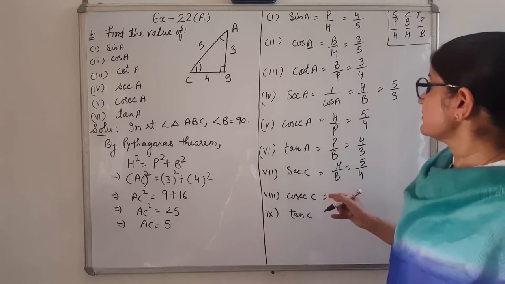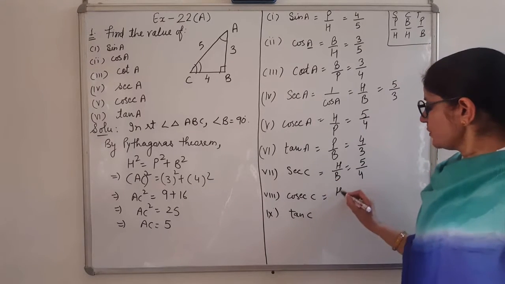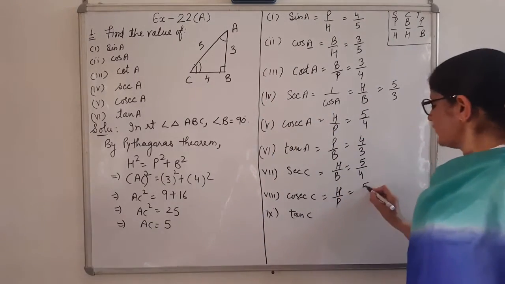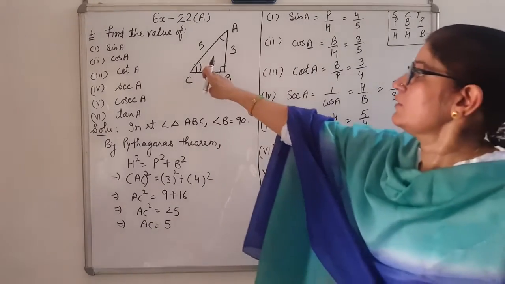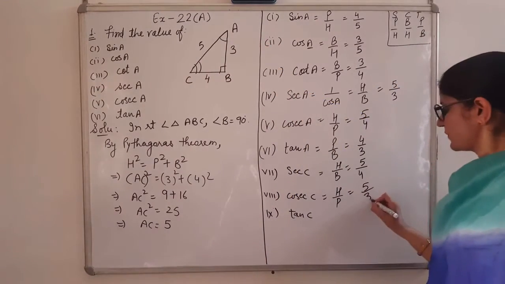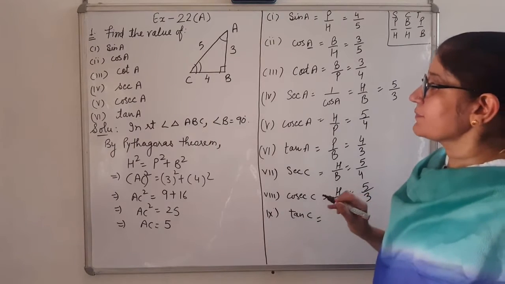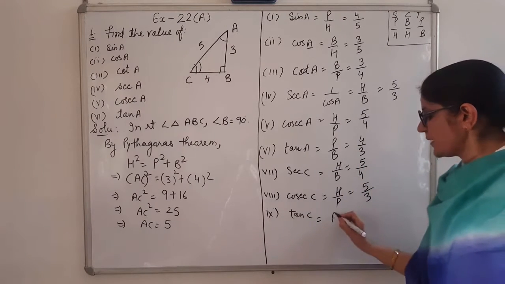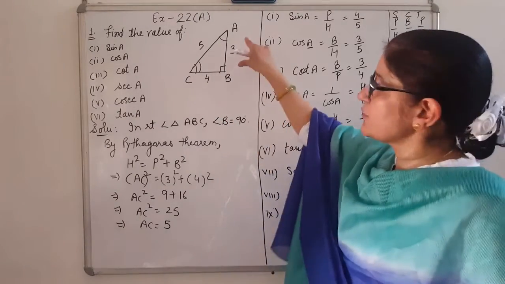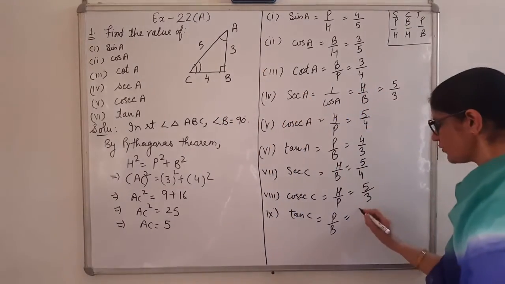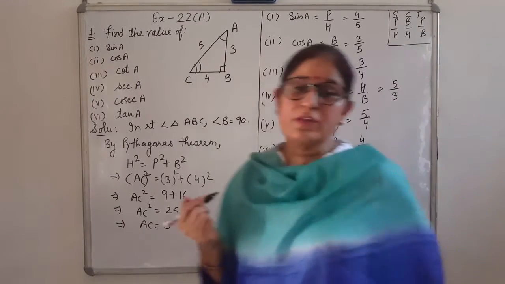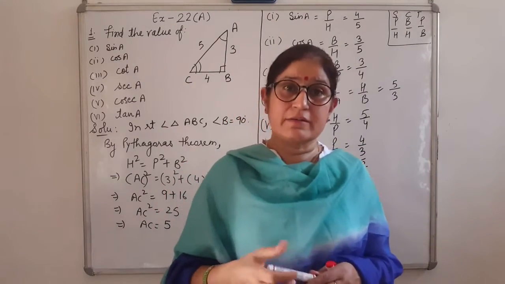Now cosecant C, H over P. H remains the same, 5. What will be P? According to this angle, perpendicular will be 3. And tangent C means perpendicular over base. Now what is base? 4. Perpendicular is 3. So 3 over 4. So according to the angle, you can find out the values and calculate.